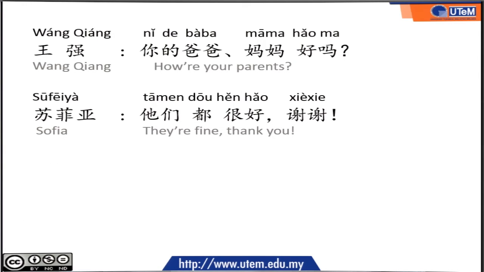Wang Qiang continues the conversation by asking how are Sophia's parents doing? So he says, 你的爸爸妈妈好吗? 爸爸 means father and 妈妈 means mother. Sophia responds, 他们都很好,谢谢, which means they are fine, thank you. 都 means all or both. It is often used to sum up preceding element.